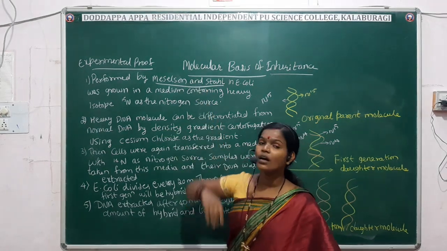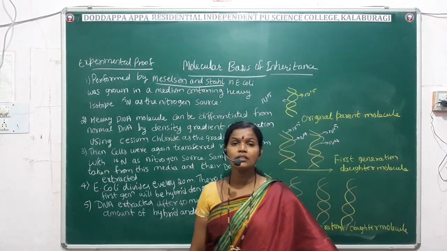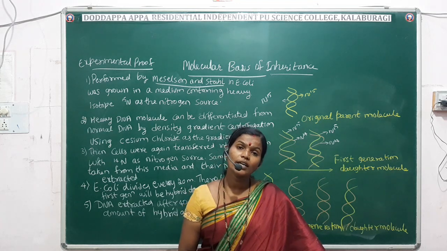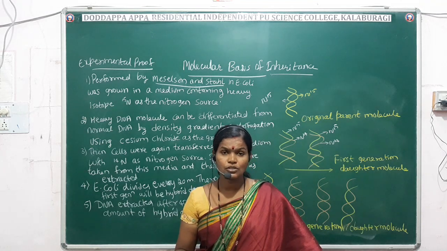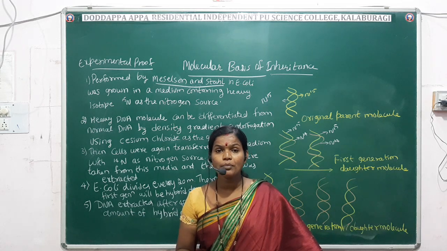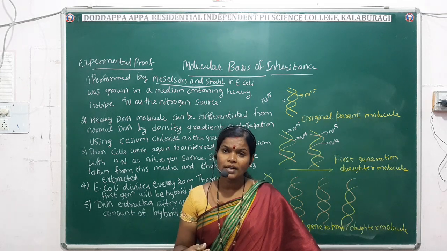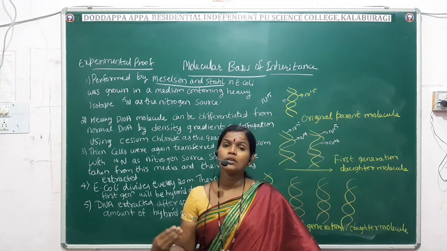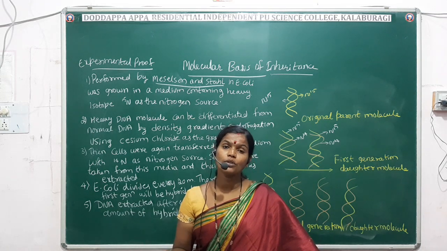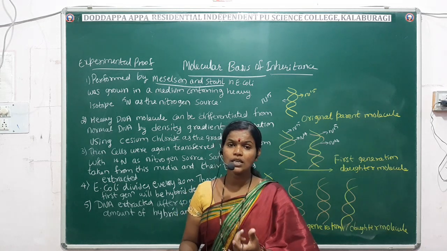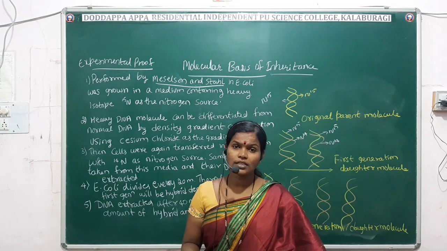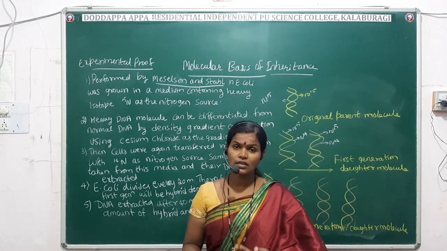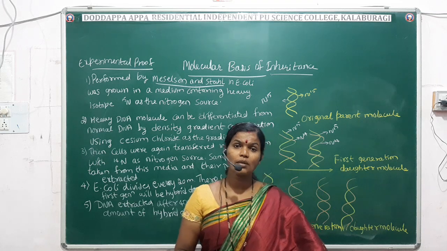Meselson and Stahl are the scientists. They cultured the E. coli bacteria in the radioactive isotope nitrogen as a source. Okay. And then what happens normally, when E. coli bacteria is grown in the culture, that same culture is shifted to the DNA. That means DNA is absorbing that same radioactive isotope. And then the daughter DNA is going to form by the same process.